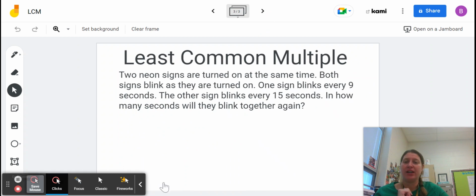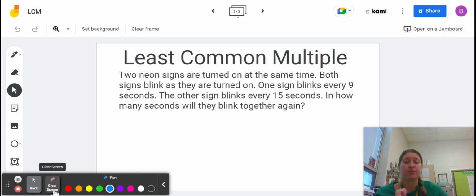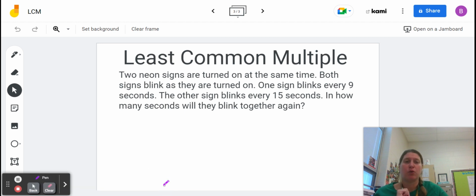So what we are going to do now is look at a word problem, and we're going to try to figure out why it's a least common multiple question. What is it looking for? And then I'm going to try to solve it. So the first thing we do whenever we have a question is read the question so I can figure out what it's asking.